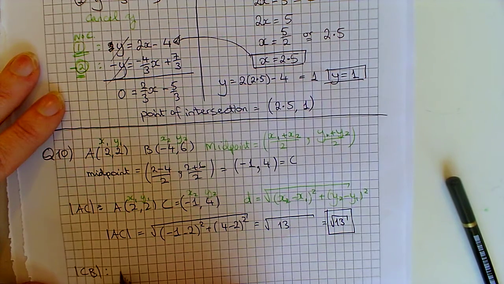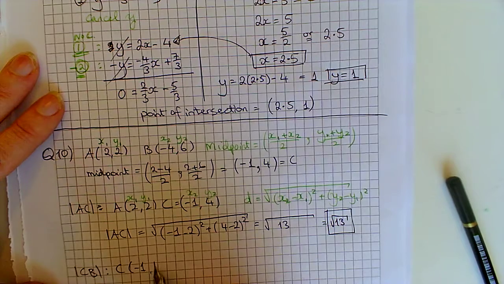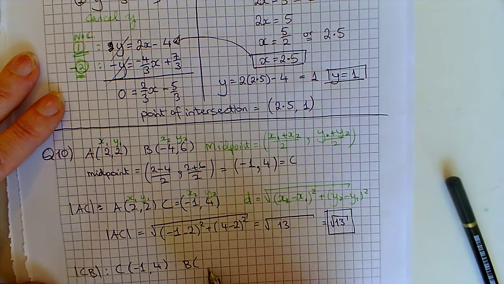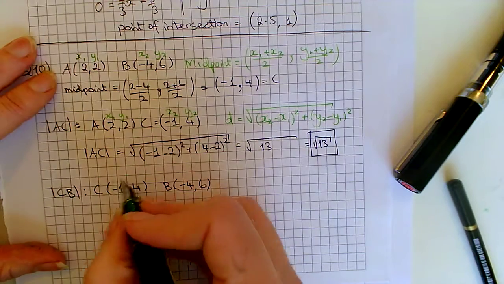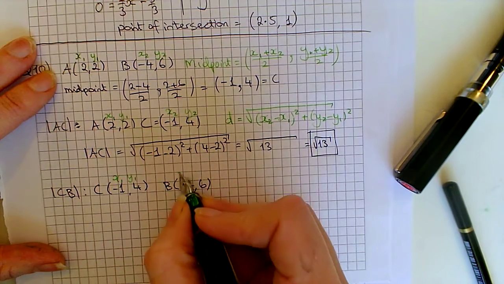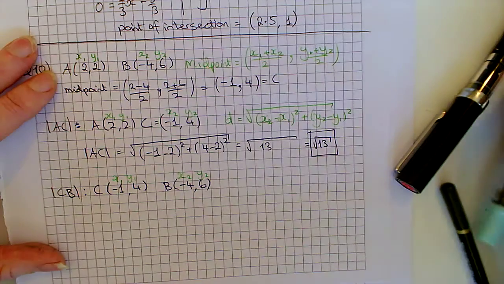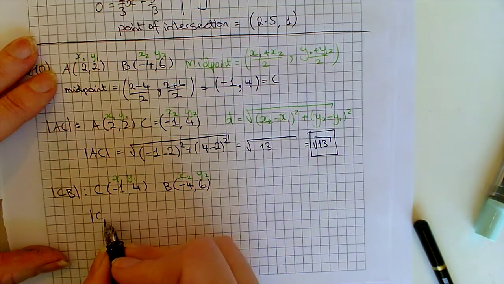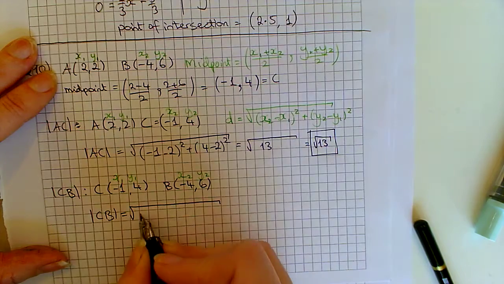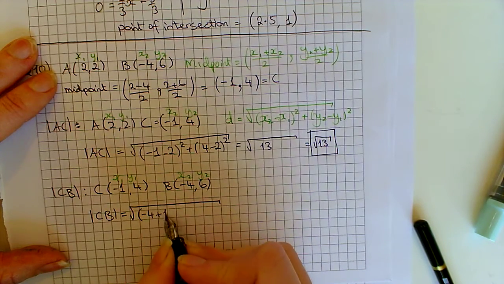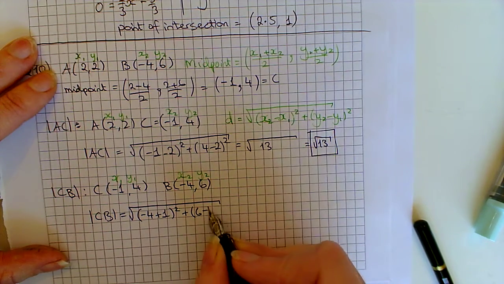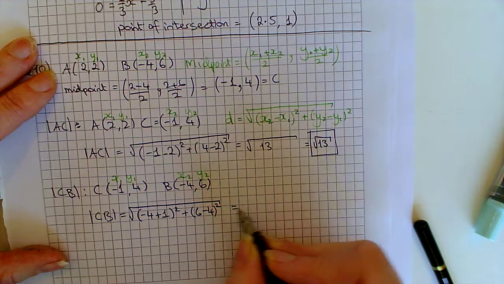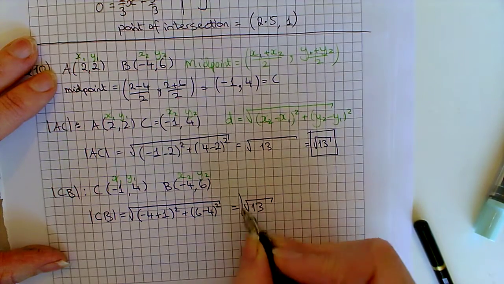Okay, the second part of this question then was to find the distance from C to B. So C is minus 1, 4 and B is minus 4, 6. And again, we're going to use the distance formula. I've written it down here, but this time this is my first point and this is my second point. So when I fill in, the distance from C to B is the square root of x2 minus x1, which gives me plus, plus y2 minus y1, 4, and that again gives me the square root of 13.